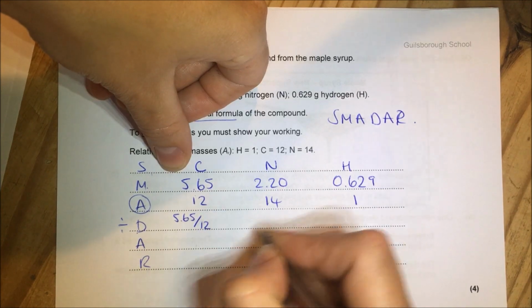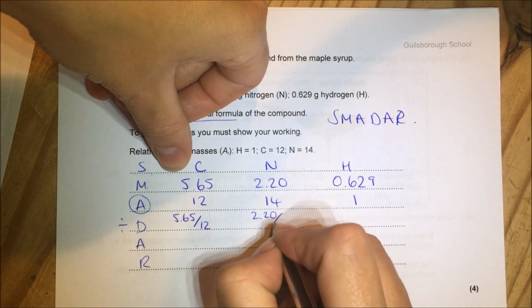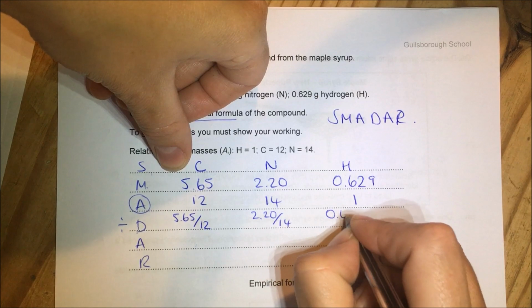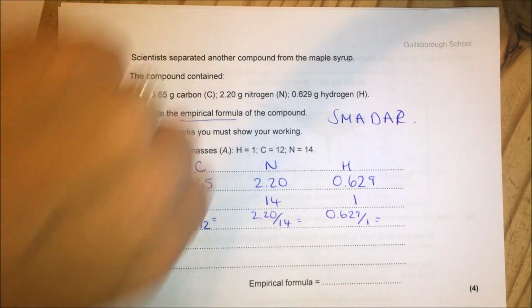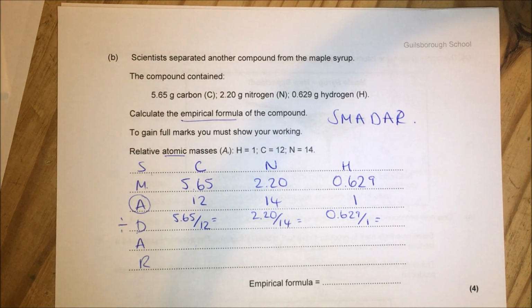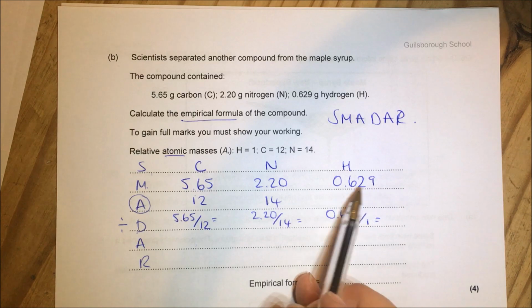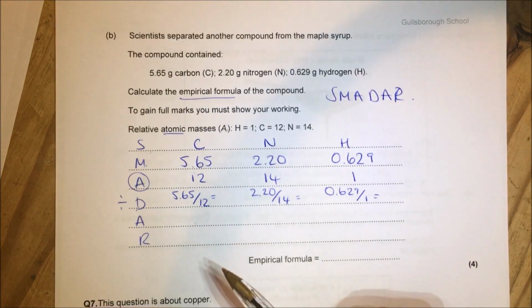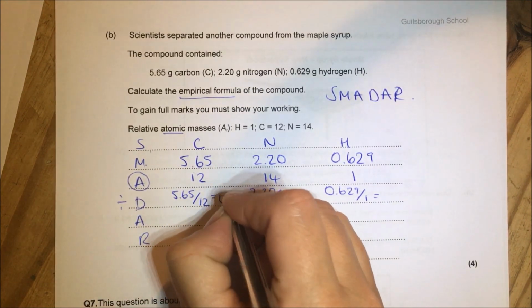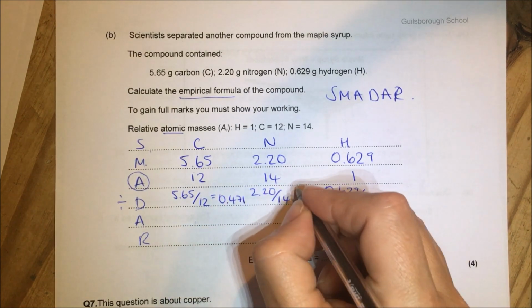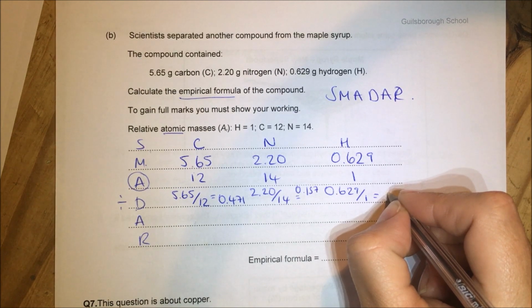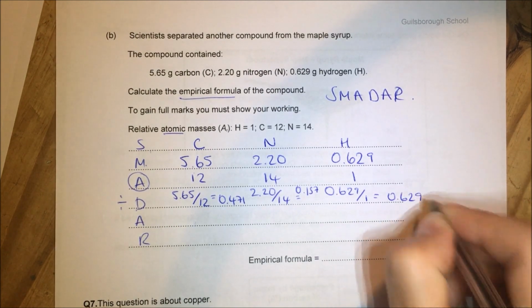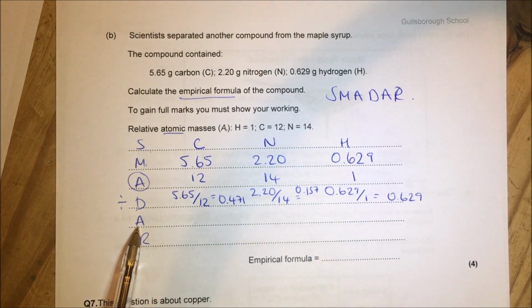5.65 divided by 12, 2.20 divided by 14, and 0.629 divided by 1. So work those out on your calculator, and keep them to 3 decimal places, because otherwise if you round them up too early you'll get the wrong numbers. So here you get 0.471, 0.157 and 0.629. Answer divided by smallest.